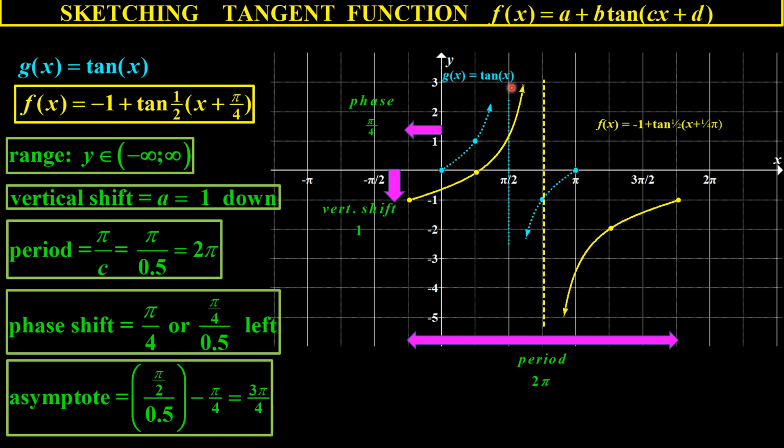So instead of having the asymptote at pi over 2, I now have the asymptote at 3/4 pi. This is how I obtained it. I first take pi over 2 divided by a half, but I must subtract pi over 4 from it. So I subtract pi over 4 from it, and then that gives me 3/4 pi. And there I've got my tangent curve there.